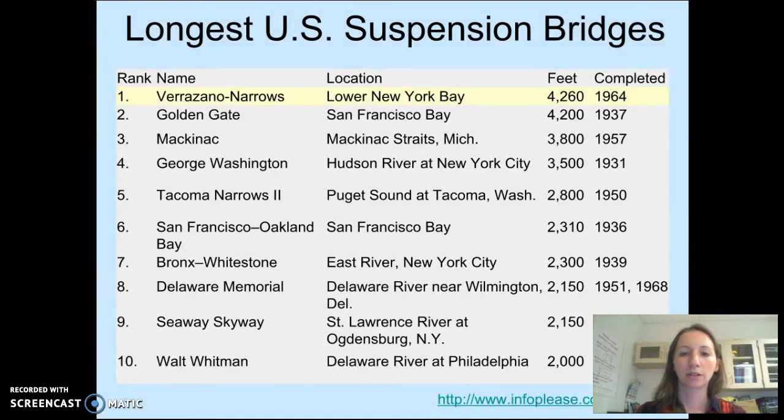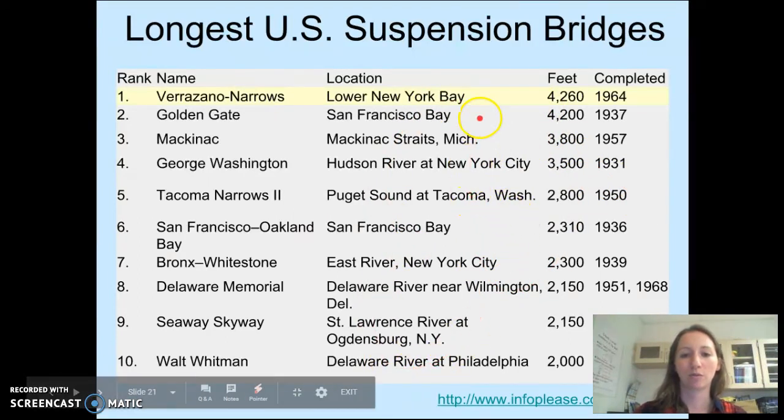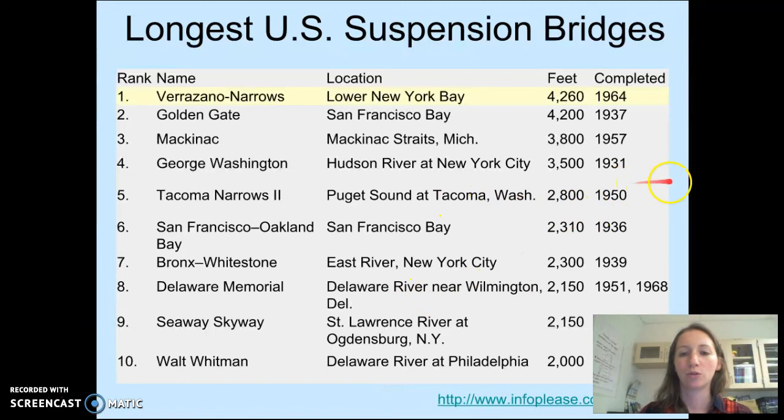Alright, so here's just a list if you're curious of some of the longest suspension bridges in the U.S. If you look by city, New York tends to have the most. You also see some in San Francisco. There's one in Delaware, Washington, but New York by far has everyone beat.